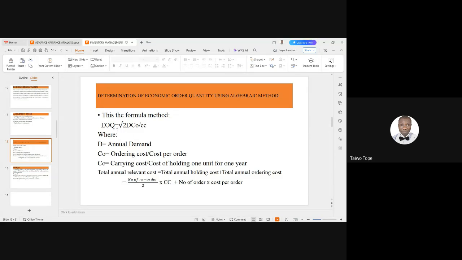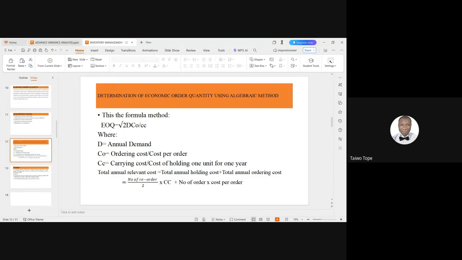It is in your book. Please write this square root very well. It is the square root of 2 multiplied by D multiplied by CO, divided by CC. And what is the meaning? D is your annual demand. CO is your ordering cost, or cost per order. And CC is your carrying cost, or cost of holding 1 unit for 1 year.